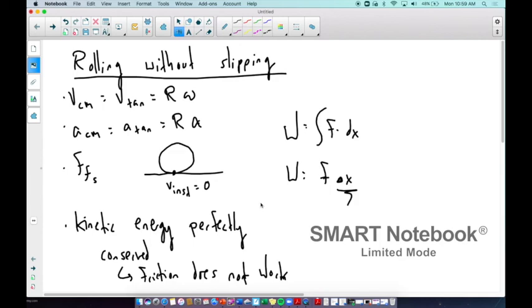I think that it goes without saying that the exact opposite of all of this is true for an object that's rolling and slipping over the surface that it's rolling on. So what we need to do now is work out an example problem, a super important example problem, where we have an object that's rolling down an incline and it's rolling without slipping. So let's look at that.